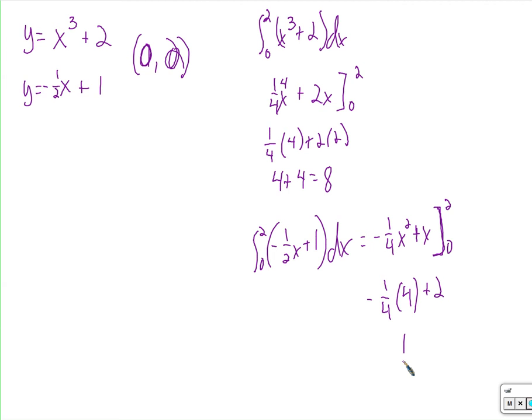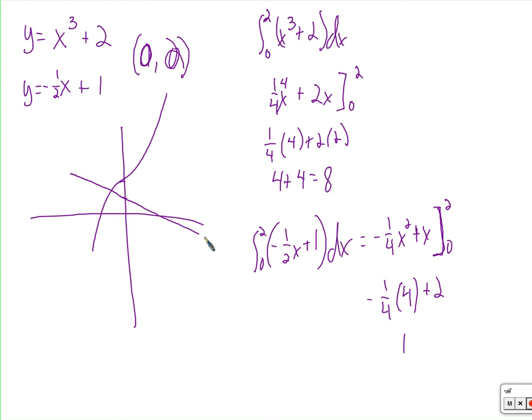If we look at the graphs, a quick sketch will show us that x cubed plus 2 is something like that, and negative 1 half x squared plus 1 is something like that. It actually crosses the x-axis at 2.